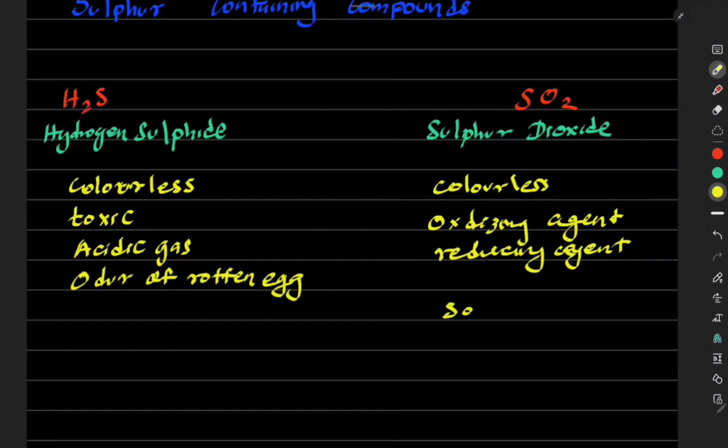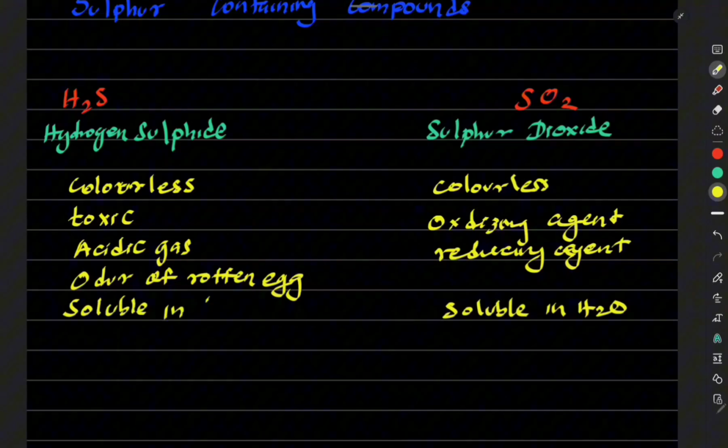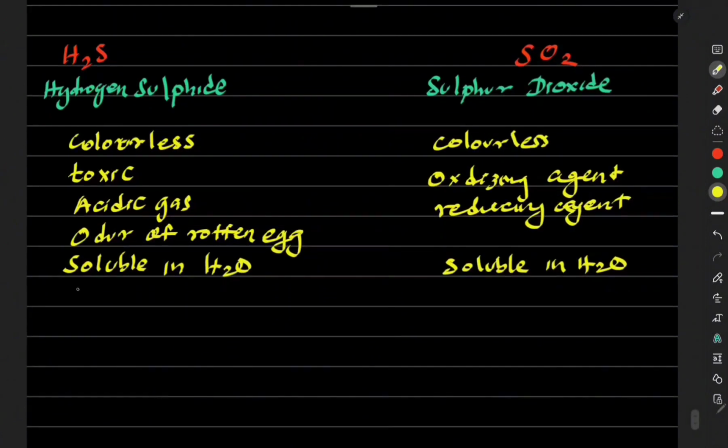Sulfur dioxide gas is soluble in water. Hydrogen sulfide is also soluble in water. H2S gas dissolved in water forms a weak acidic solution.